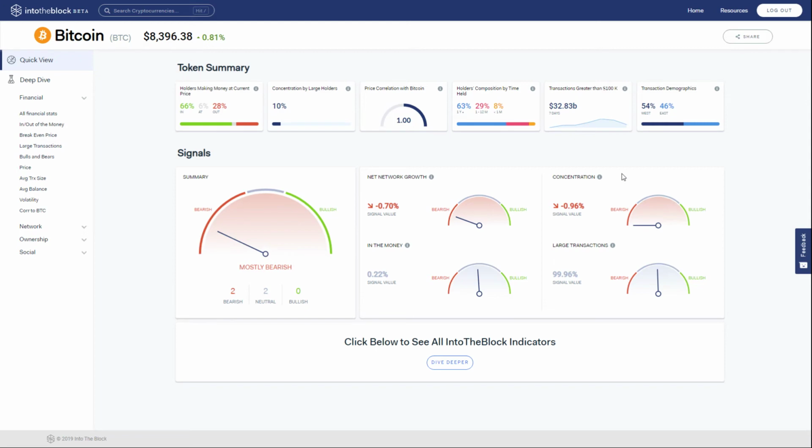In this particular case, the concentration for Bitcoin is decreasing to the tune of negative 0.96%, which results in a bearish signal value for our concentration actionable signal.